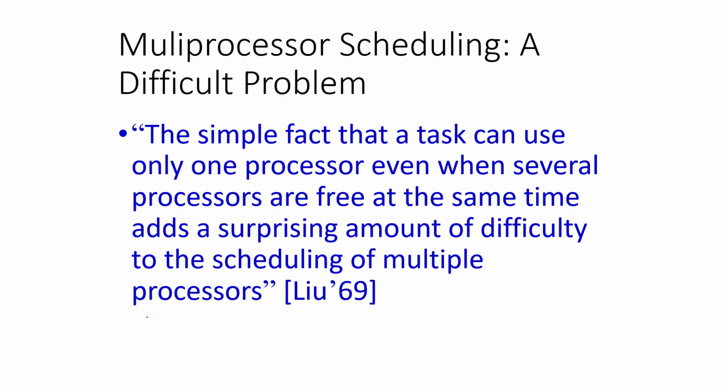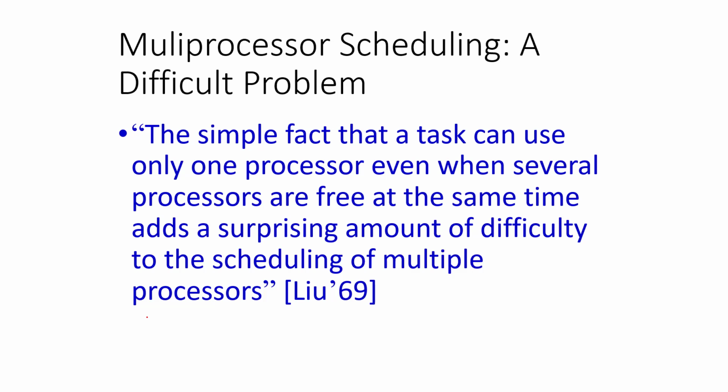Now, coming to part two, we need to understand that way back in 1969, it was realized that multiprocessor scheduling, as compared to uniprocessor scheduling, is a much more difficult problem. So, let me just read this. The simple fact that a task can use only one processor, even when several processors are free at the same time, adds a surprising amount of difficulty to the scheduling of multiple processors.